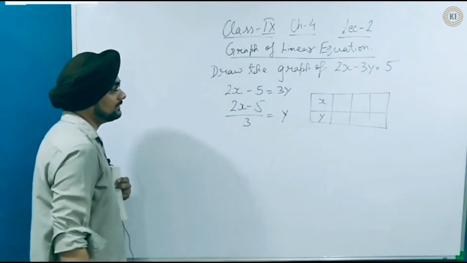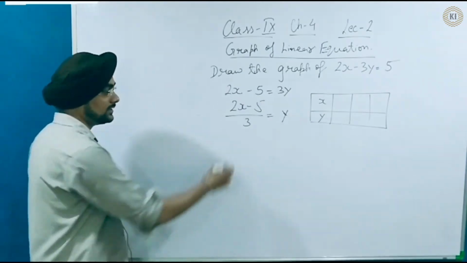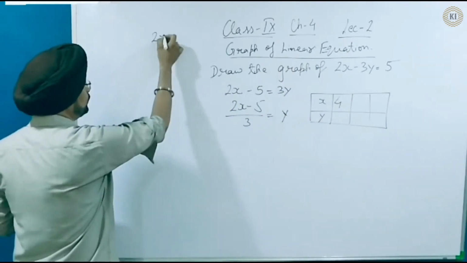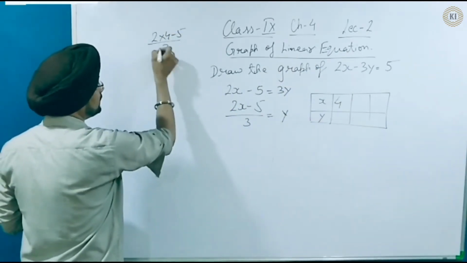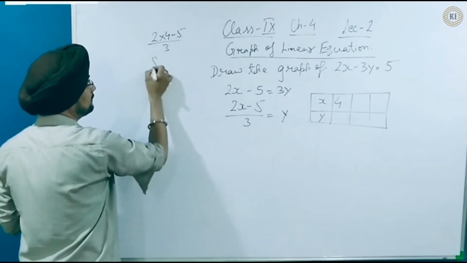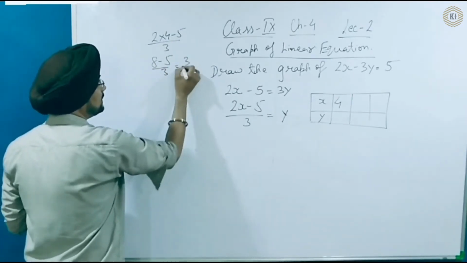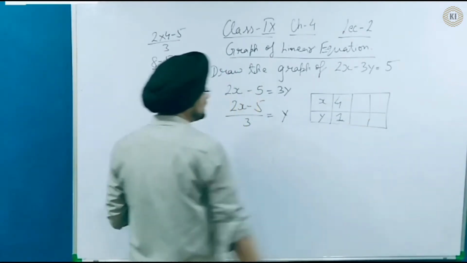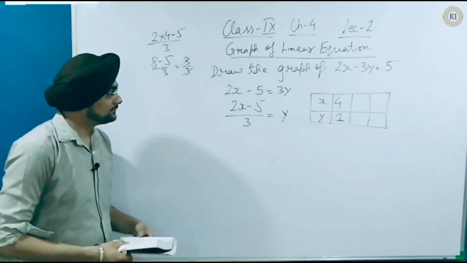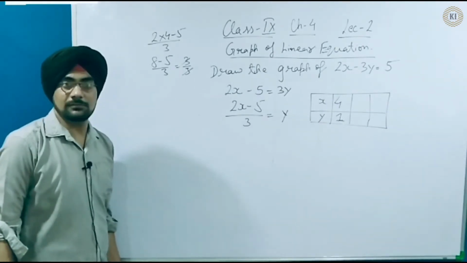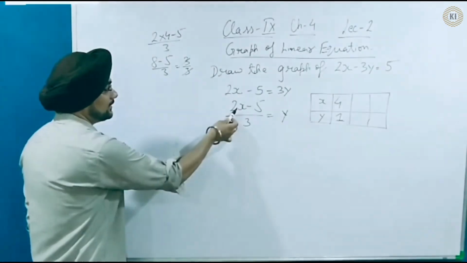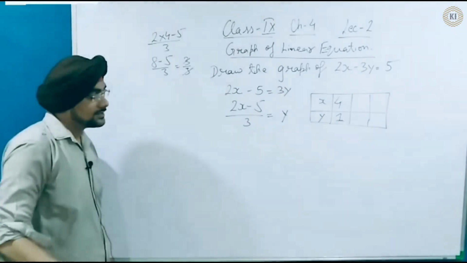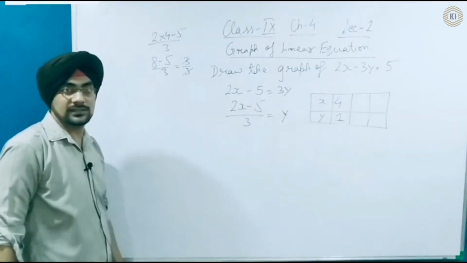And if we put the value of x as 4, see here, 2 into 4 minus 5 upon 3. 2 into 4 is 8, 8 minus 5 is 3 upon 3. So the value is coming as 1. Second, if we take minus 4, what will come here? Minus 8 and minus 5, again our value will come in fraction. So I have told you to try to avoid the fractional values.